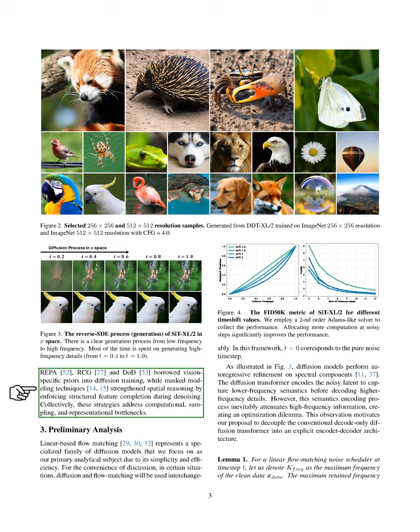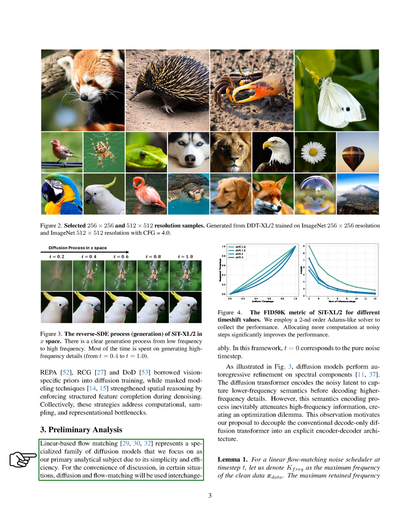Techniques like REPA, RCG, and DoD integrate vision-specific knowledge into diffusion training, while masked modeling improves spatial reasoning by ensuring structured feature completion during denoising. Together, these strategies tackle issues related to computation, training stability, and representation. Next, we analyze linear-based matching, a specific type of diffusion model that we find particularly simple and efficient.